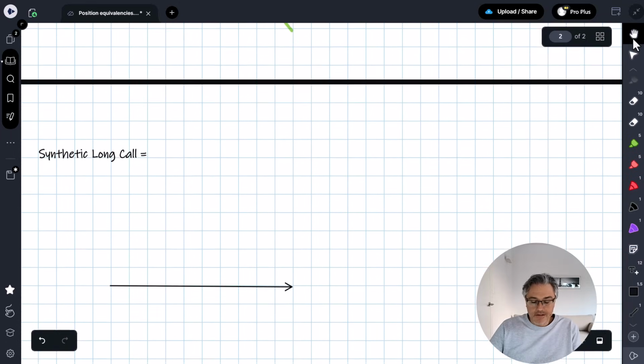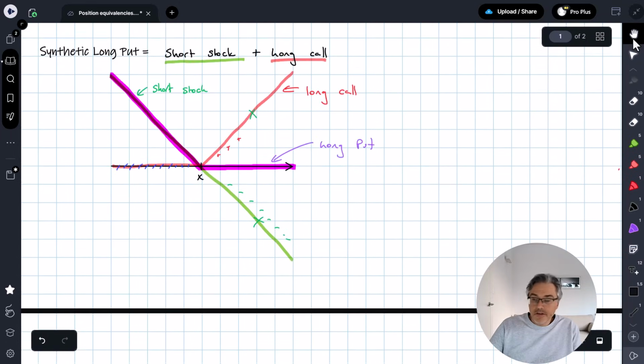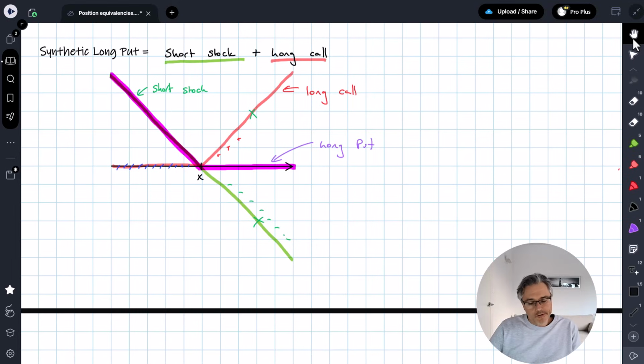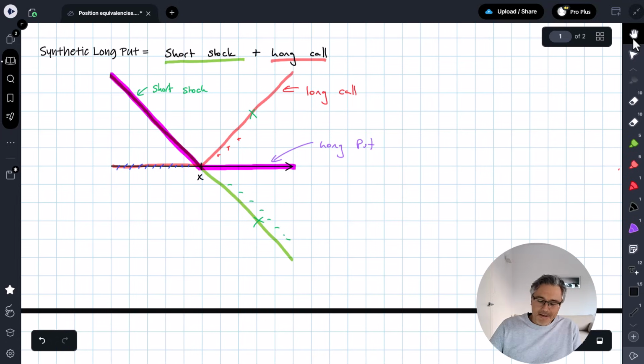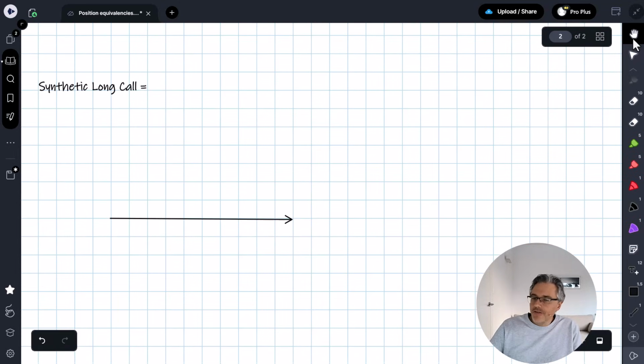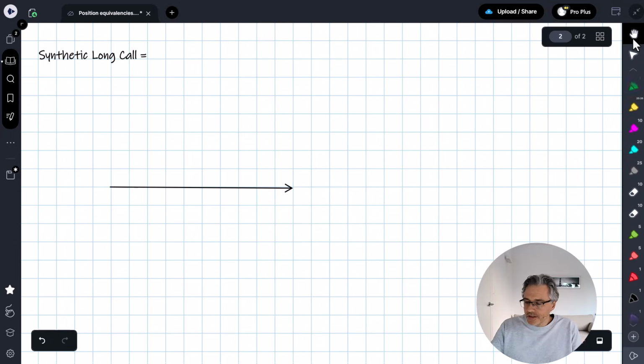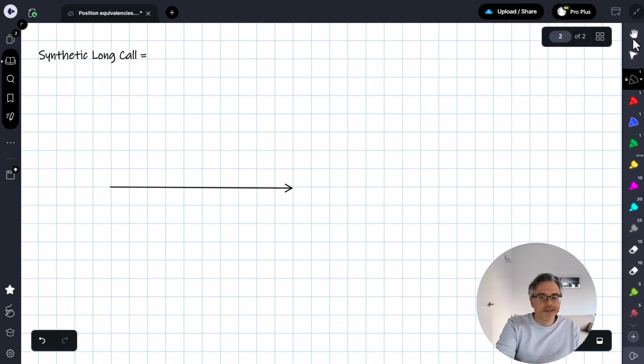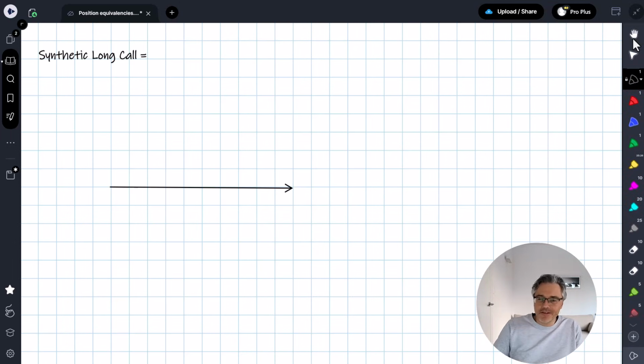And finally, synthetic long call. Now, you would be mistaken to think, okay, if I want to get a synthetic long call, I should reverse what was done over here. It doesn't work like that. If you just reverse the positions up here, you would get a synthetic short put. But to get a synthetic long call, you need a slightly different or very different set of instruments.